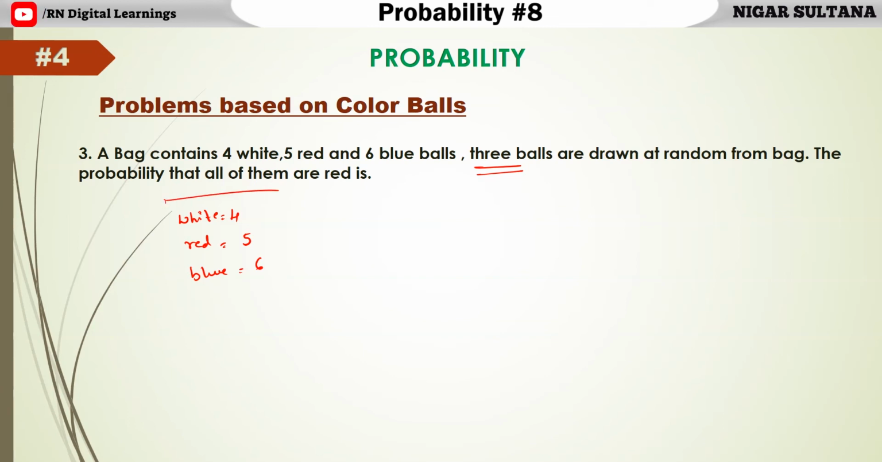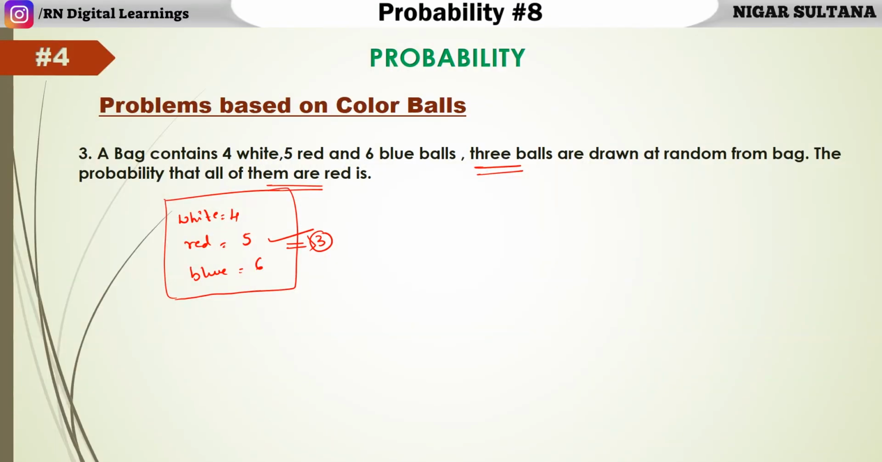So, now this is my bag. I have 4 white, 5 red and 6 blue. Now, what is the event? Now, all the 3 balls have to be red. Okay. Now, first, let's calculate what is the sample space. So, what is the sample space?